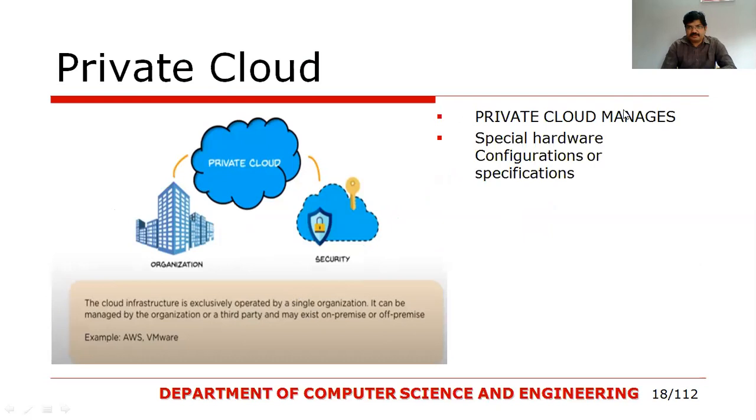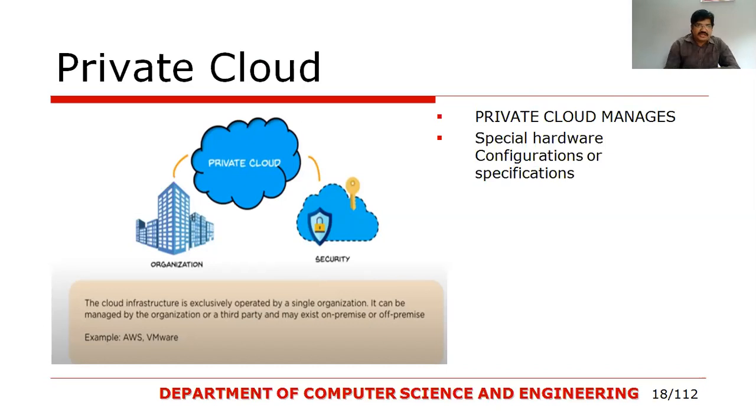Next one is private cloud. So let us discuss private cloud now. Here, a private cloud can be owned by a particular organization or a particular person. The private cloud manages special hardware configurations or specifications. Why? Because they have their own requirements. Based on their requirements, they give the quotation to the cloud providers, and based on their requirements and hardware configuration specifications, the cloud service providers will design and provide an exclusive cloud service for the end users. That is called a private cloud.